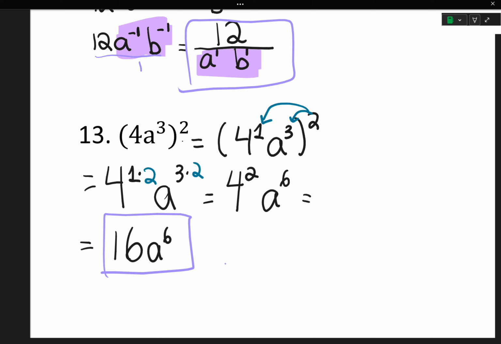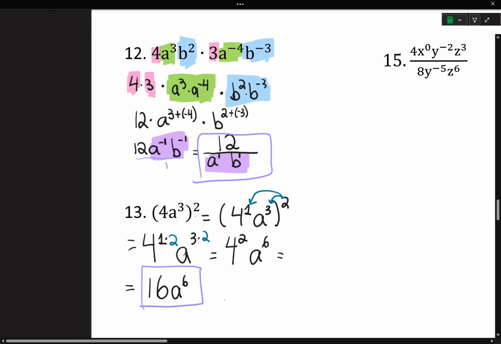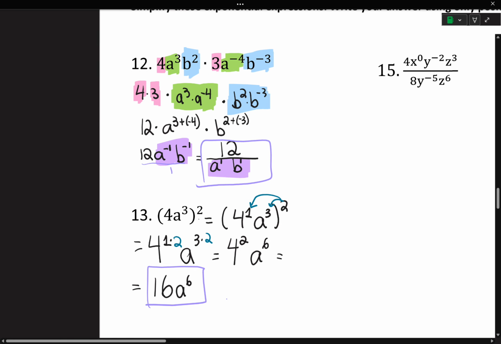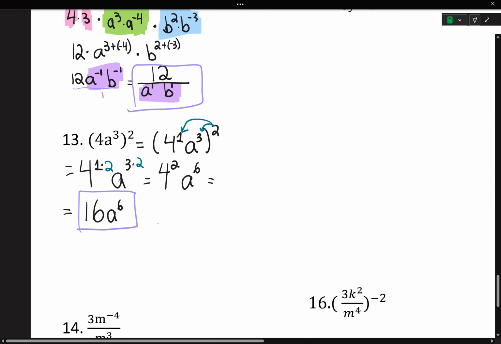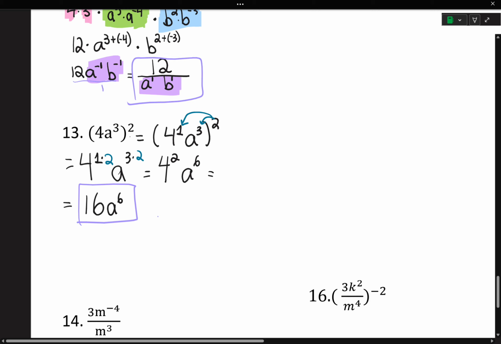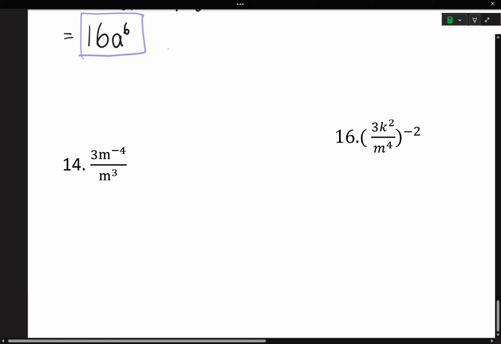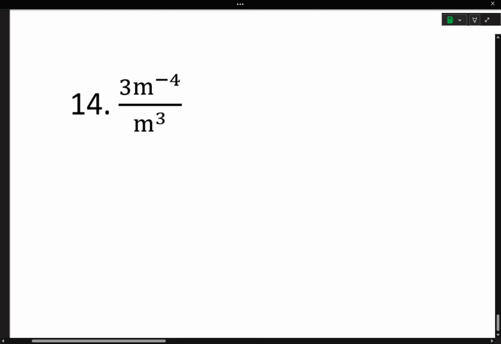I don't remember if I told you this when we started 12, but on the quiz, I will have the power exponent rules right on there. I don't expect you to have them memorized quite yet. All right, number 14. The first thing I see here is that we have m's on top and bottom. There are 2 ways of going about this problem. One way is moving m to the negative 4th to the bottom and then multiplying.